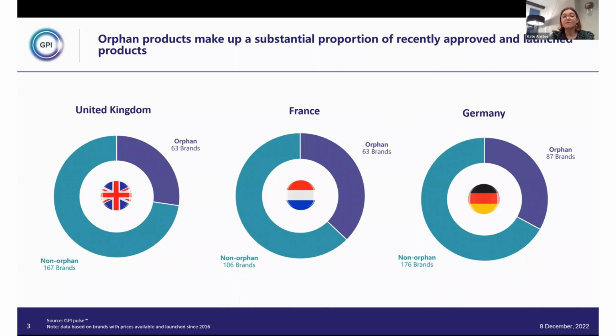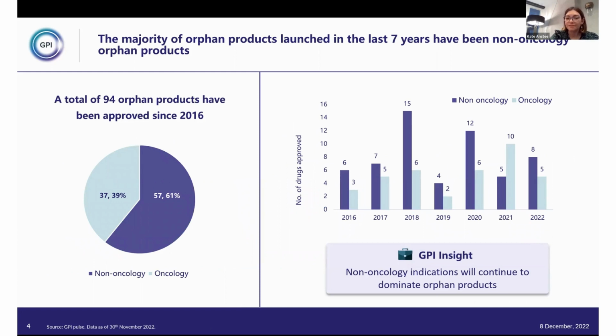Now you'll see here that there may be some differences in the total number of products, and this is related to the price data availability from our GPI Pulse platform, our price and access analytics platform. Taking a deeper look at these data, it's interesting to see that most of the orphan products were approved in non-oncology indications since 2016. The most orphan products, 21 as per the chart on the right, were approved in 2018, of which 15 of these were for non-oncology indications. It looks like non-oncology indications will continue to dominate orphan products.